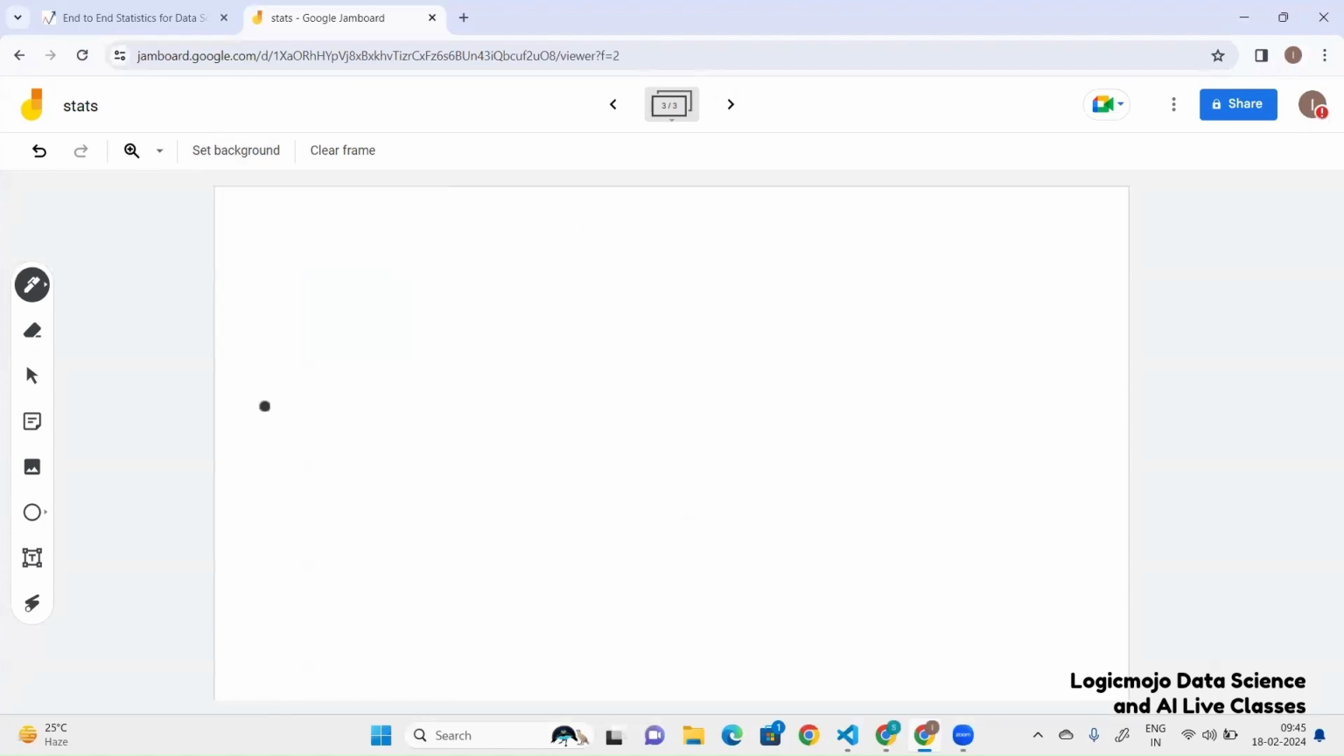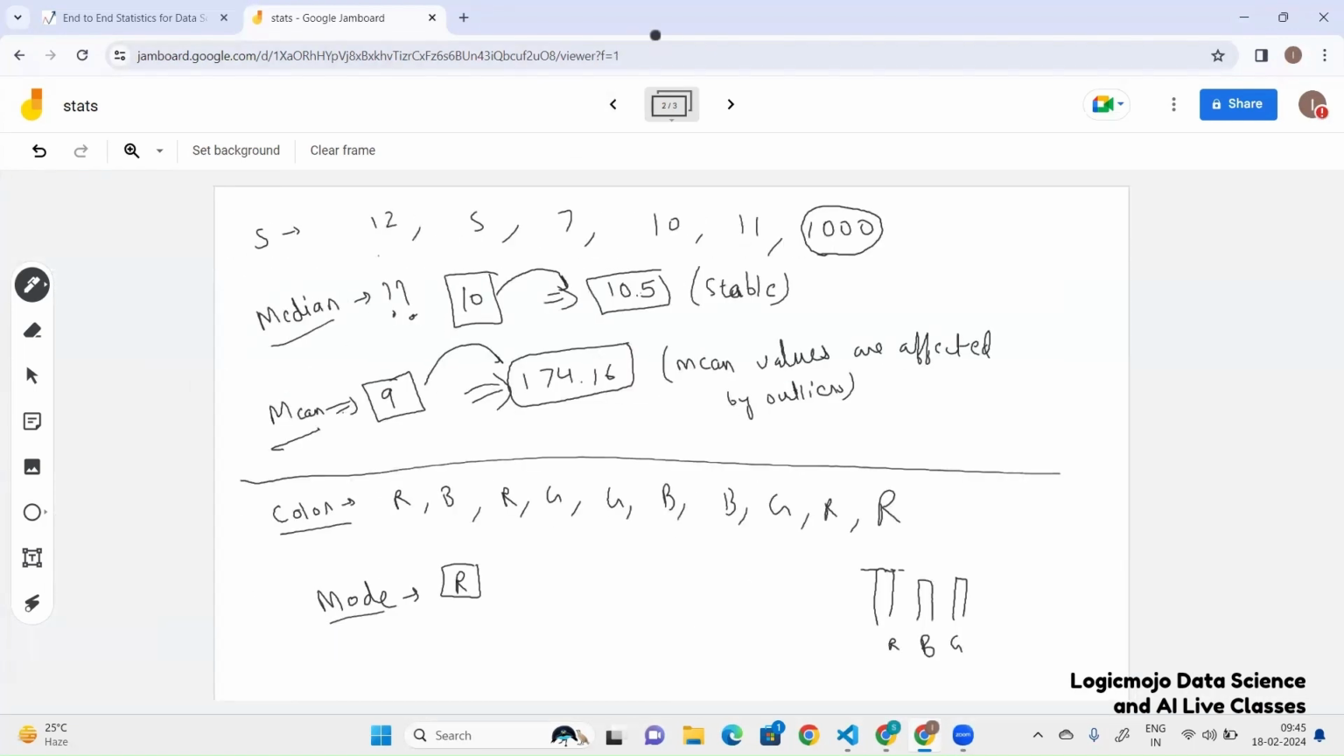Now coming to percentiles and box plot. The reason IITs brag about their placement: average package 30 lakhs. How is that possible? Average package 30 lakhs for freshers. It's because of this guy.